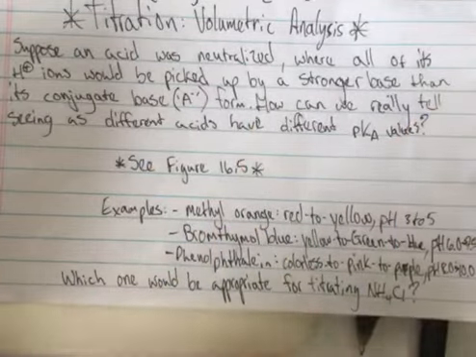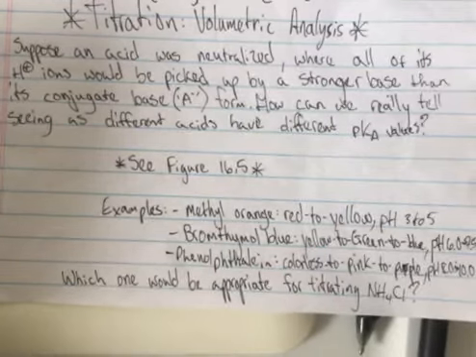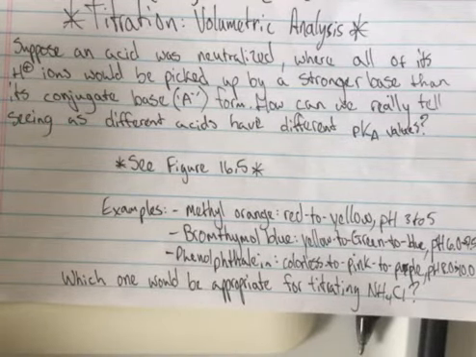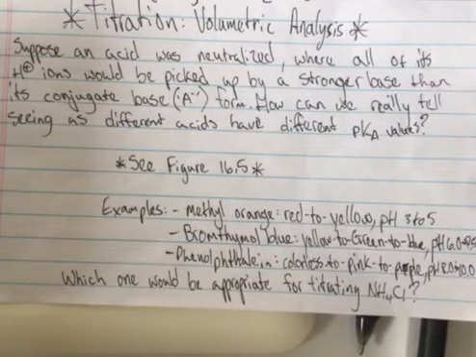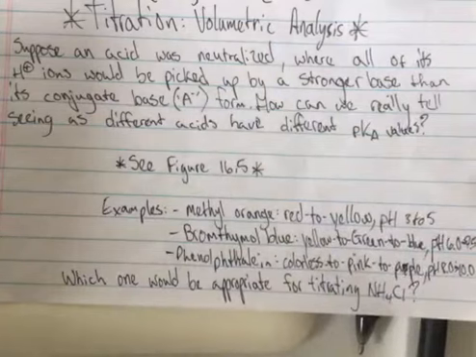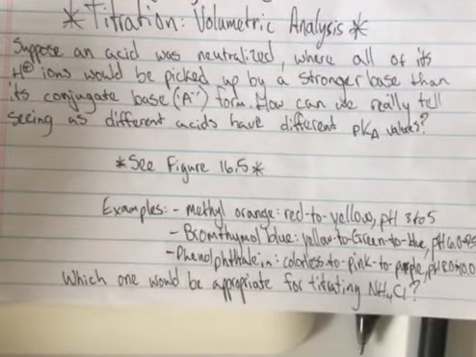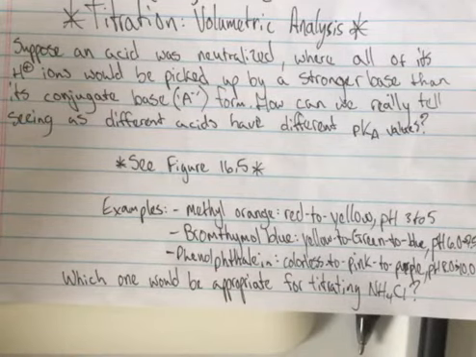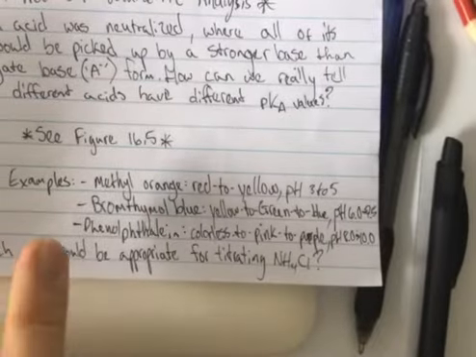How can we really tell, seeing as different acids have different pKa values? It's nothing that you can see with the naked eye. There needs to be something there to indicate, no pun intended, that you've had a change in H plus ions, or a change in pH as a result. You can take a look at some of the different indicators used in Figure 16-5 in your text. Just a few examples that I'm going to bring up here.